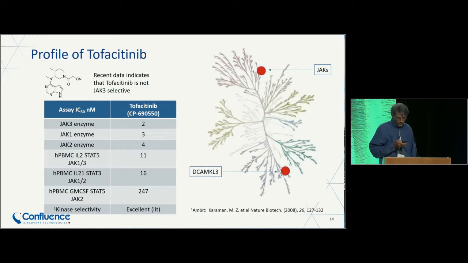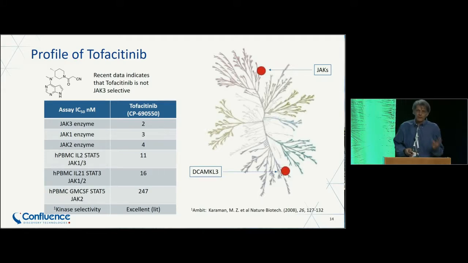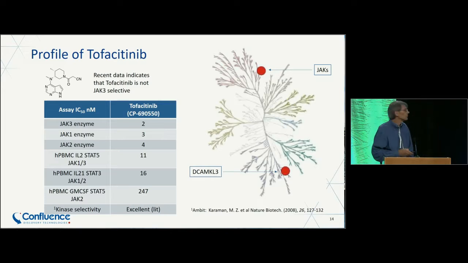Another thing which was striking that came out in 2008 is Ambit did a broad screen of a number of kinase inhibitors on the market and in development, and they did screen Tofacitinib at that time, and they screened against 200 kinases out of the whole kinome.